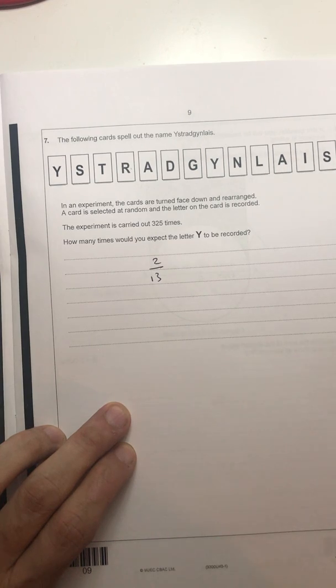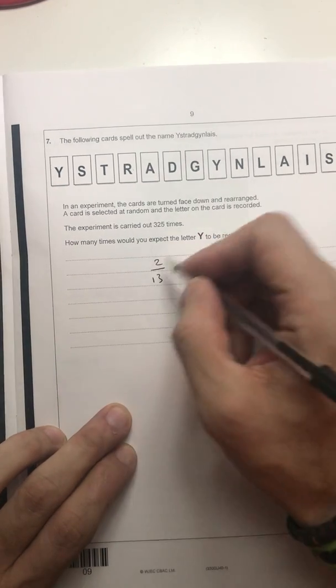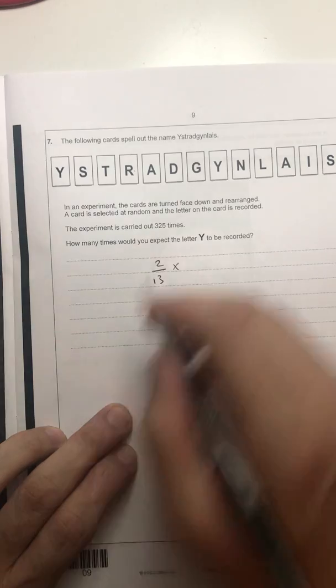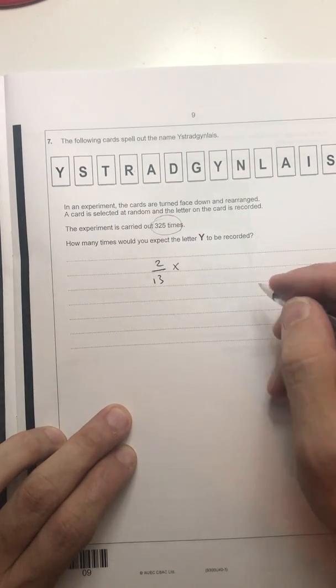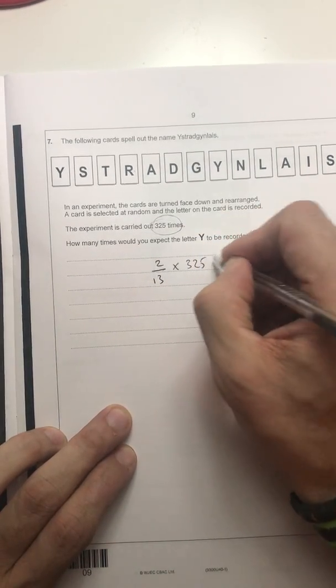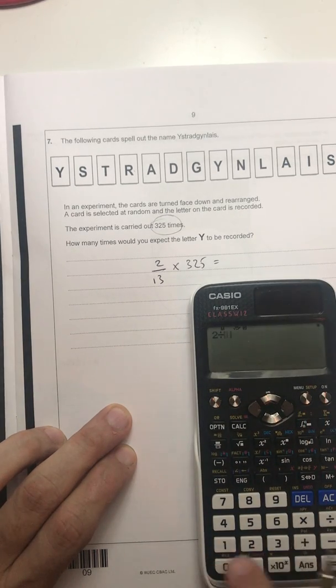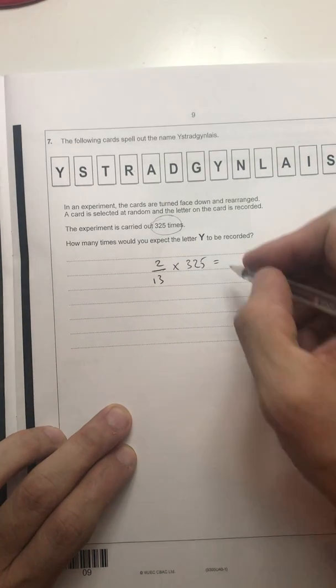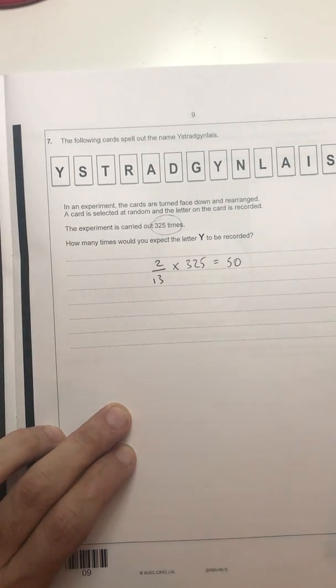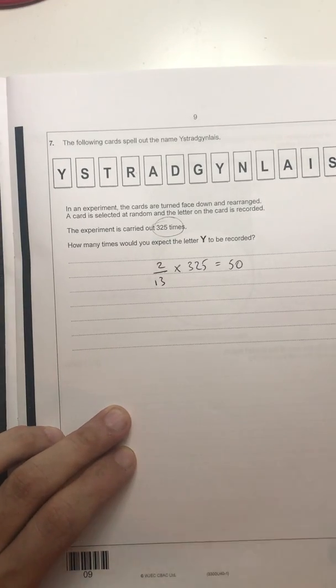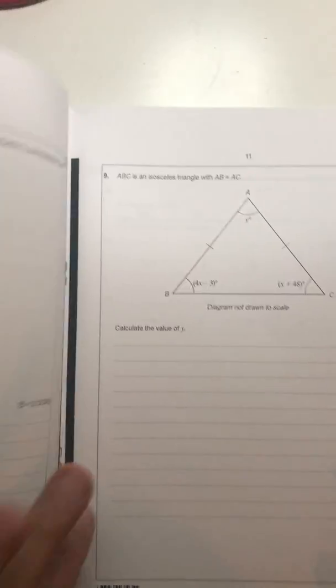And if I want to work out how many times I expect the letter Y, it's the probability multiplied by the number of times that I actually carried out the experiment, which is 325. And to work that out on my calculator, it's just 2 divided by 13 times by 325, and that gives me an answer of 50. So I'd expect to get the letter Y 50 times if it was carried out 325 times.